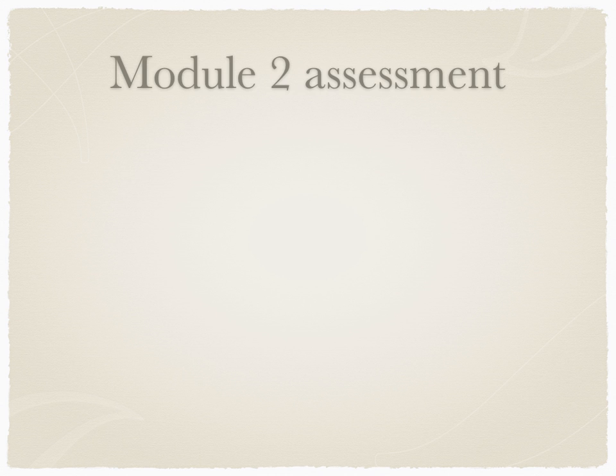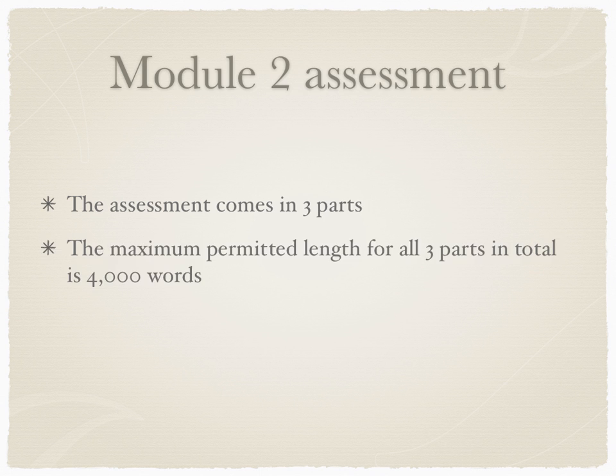Okay, so let me talk you through the things that you need to do to be successful in your Module 2 assessment. First of all, and I'm sure you know all this already, but let's just run through it. The assessment comes in three parts, and the total word length that you're allowed for all three parts is 4,000 words. Now, we've got some suggested word lengths for different parts, which I'll go through in a moment, but it's entirely up to you how you do that. The only thing you have to hit is 4,000 words in total, okay?